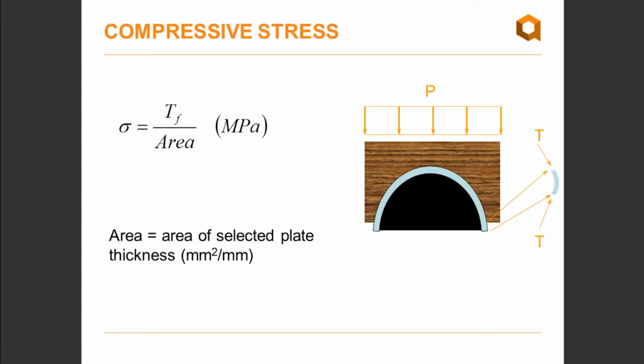Similar to any axial stress calculation, the compressive stress in the wall of the shell equals the thrust divided by the wall area. And the wall area here is basically the area of the selected plate thickness.